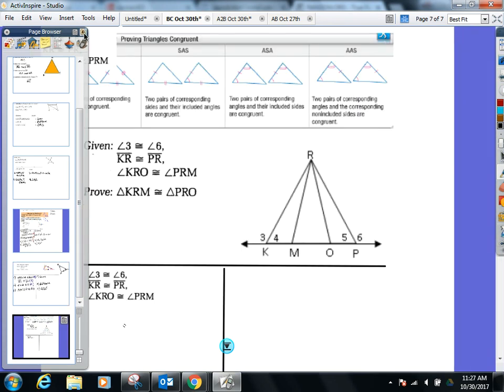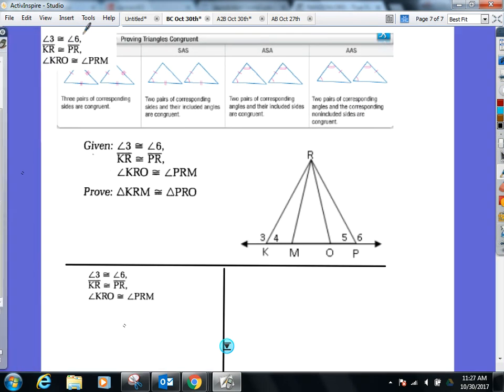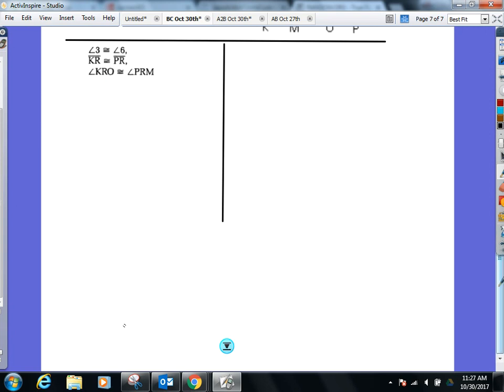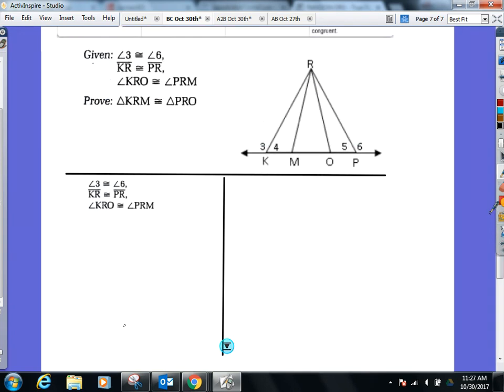So there it is. There's the proof. Whoops. There's the diagram, your givens, and the 2 triangles you need to prove congruent. Okay? If you guys can get this one, feel pretty confident in yourself, because this is about as tough as I can give you at this point in the unit.